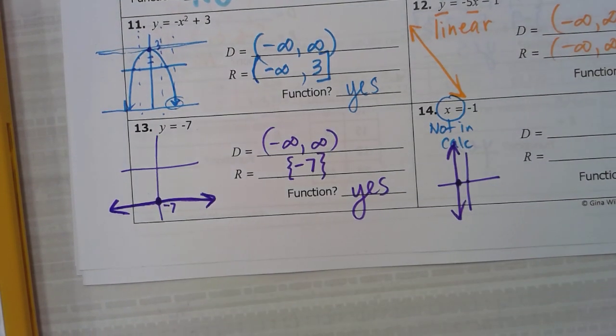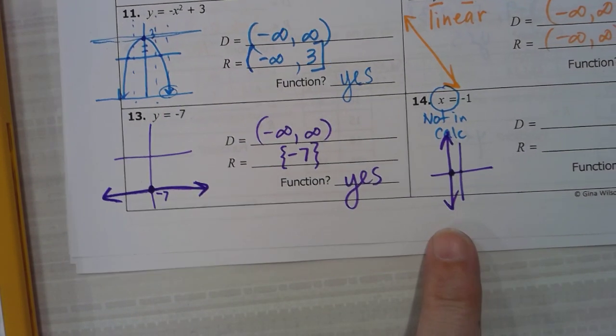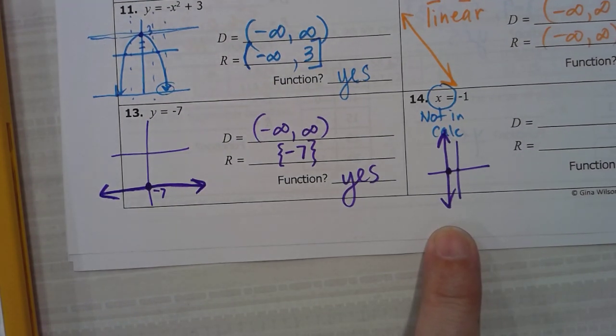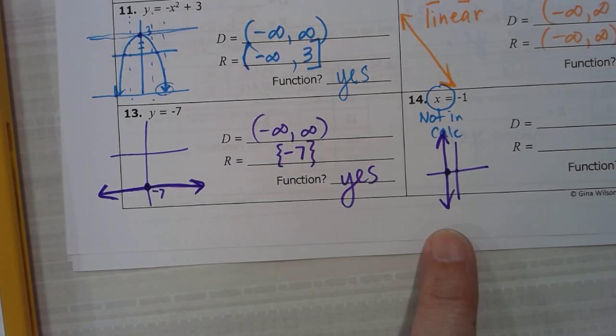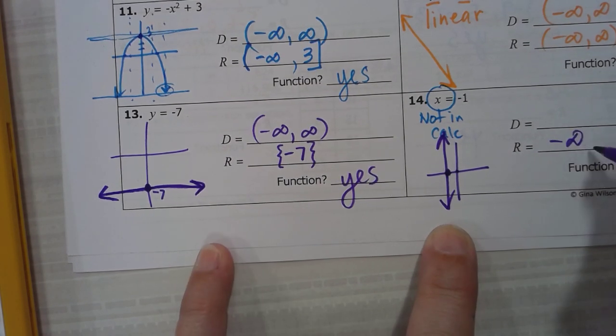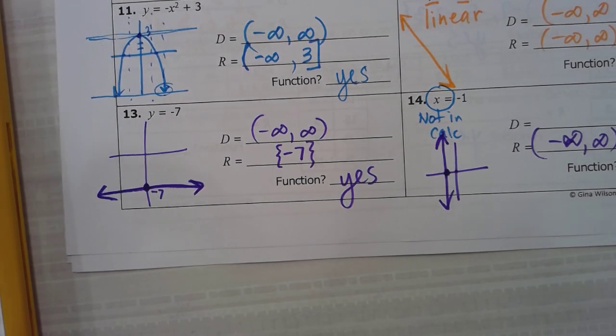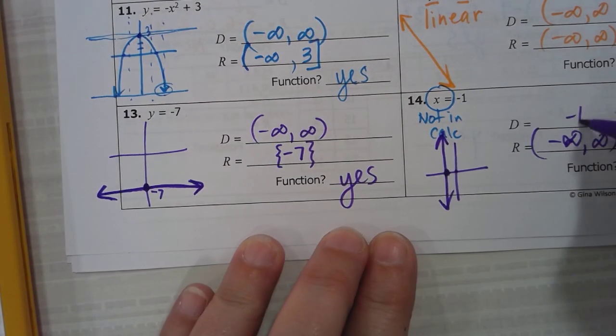So, which one goes forever and ever this time? The domain or the range? The range, up, down, forever. And from side to side, it sits at -1.